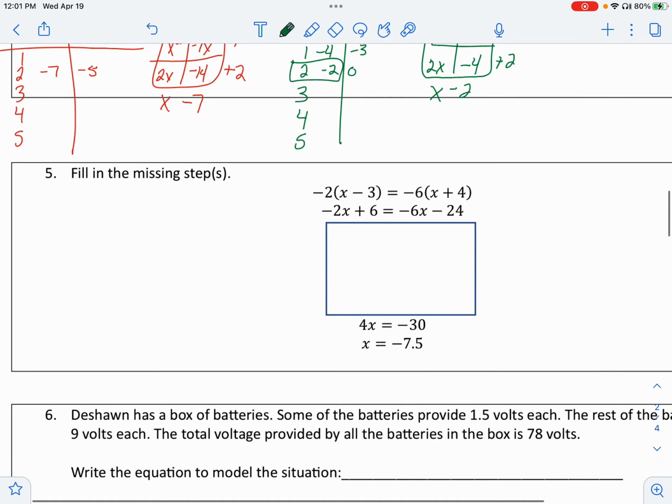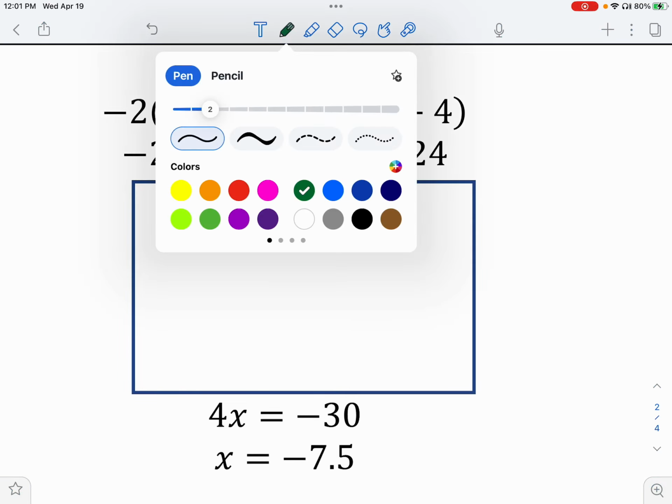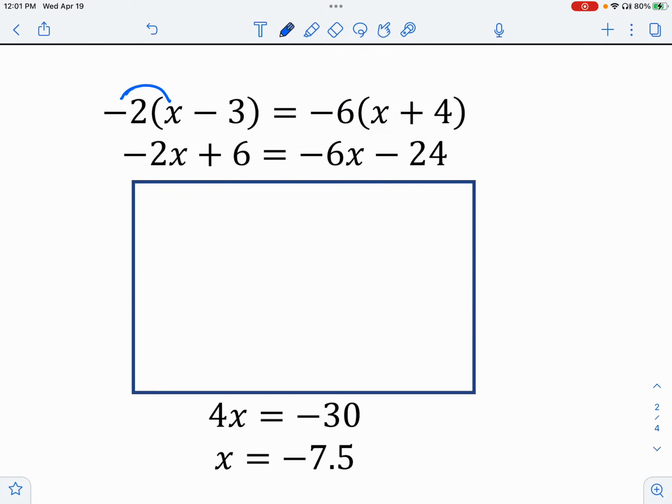Number 5 is asking what steps are missing. So what we're going to do is solve this. Remember I told you on the Keystones, you can write all over the test as long as your final answers go into the answer sheet. So we are going to solve this normally. This would be called the distribution step, which they already did for us. So you can see negative 2x plus 6 equals negative 6x minus 24. What would we do at this step to solve this problem?